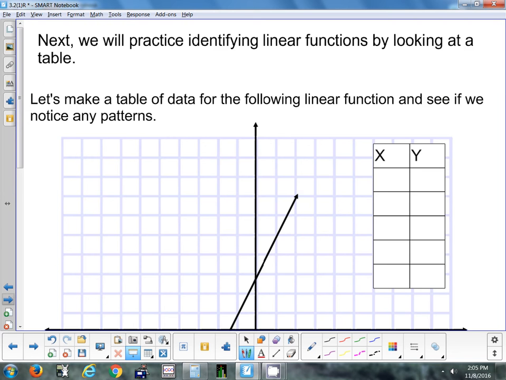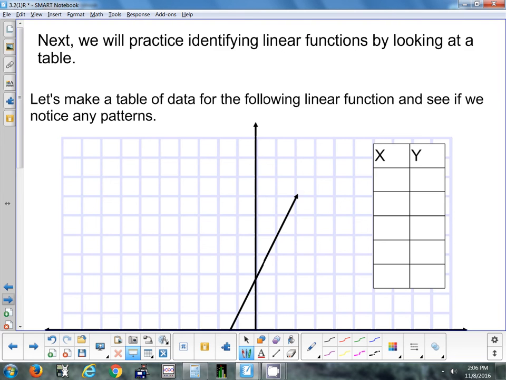Right, so everybody seems to have a pretty good idea of how to tell if something is linear or nonlinear looking at a picture. Guys, this isn't on your notes. Just follow along here, okay? It's not on your notes.